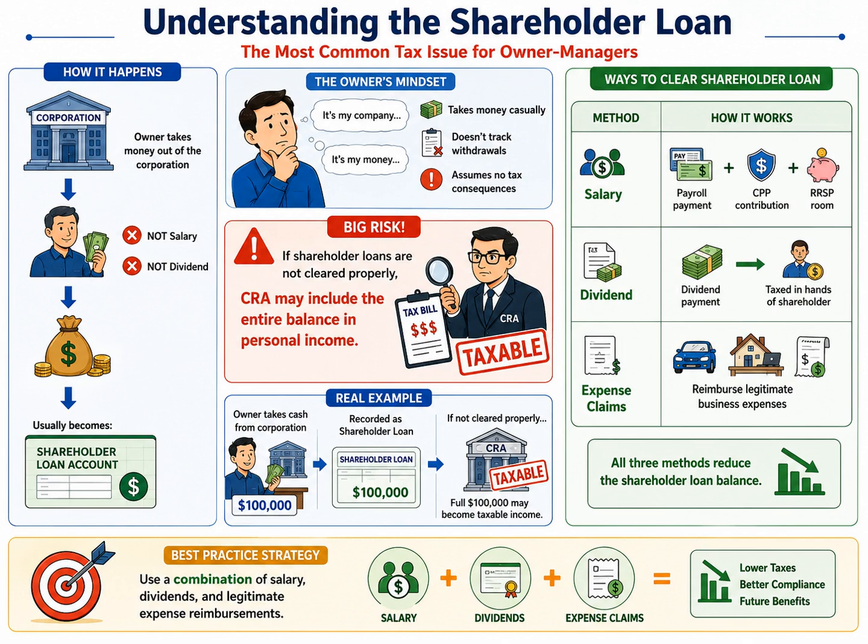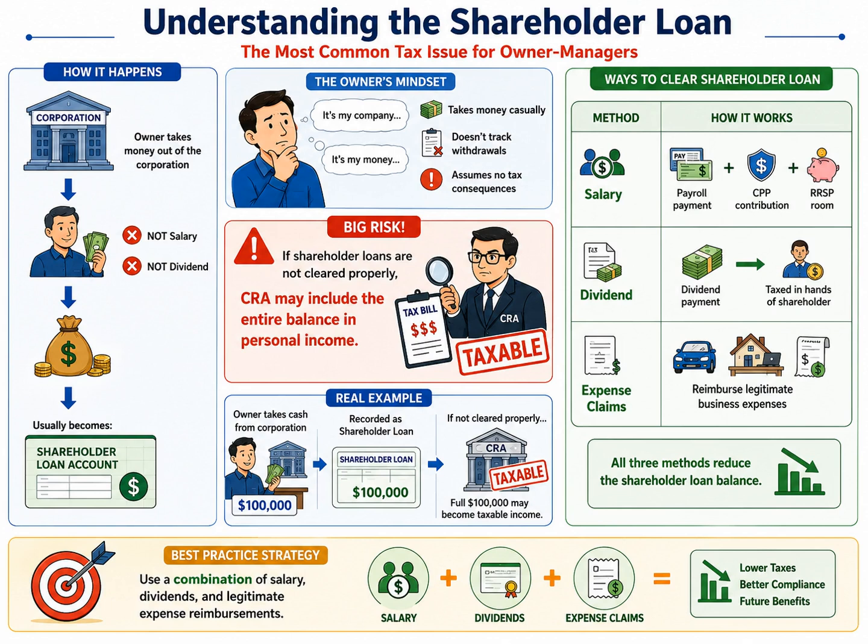The biggest risk arises when these shareholder loans are not cleared properly. If the balance remains outstanding and doesn't meet the requirements of the Income Tax Act, the Canada Revenue Agency may include the entire amount in the shareholder's personal income. This can result in a much larger tax bill than the owner expected. For example, imagine an owner withdraws $100,000 from the corporation during the year. If that amount is simply recorded as a shareholder loan and no further action is taken, the full $100,000 could eventually become taxable to the shareholder.